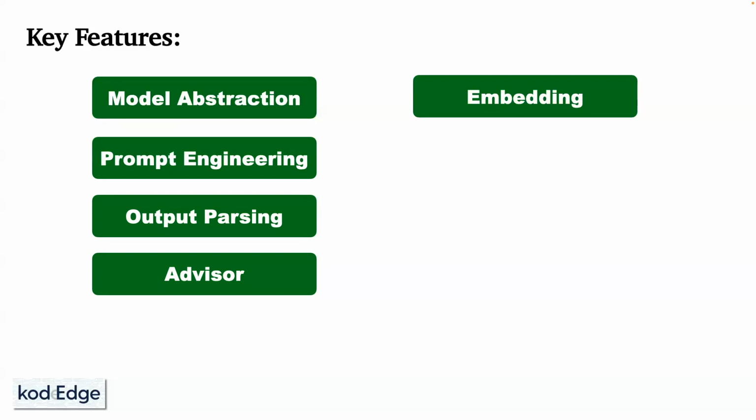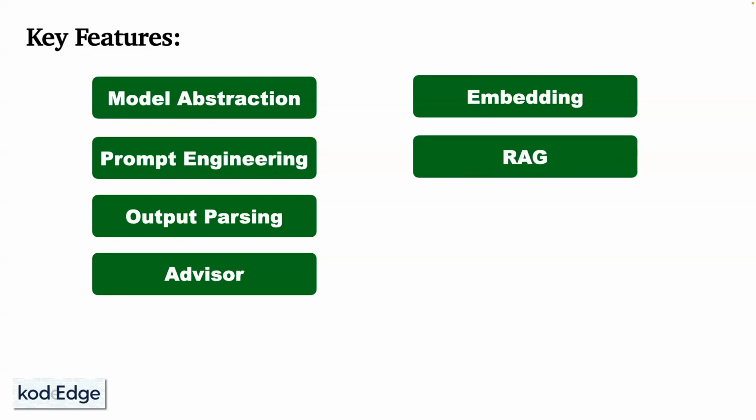Next is embedding. Embeddings are numerical vector representations of text, images, or videos that capture the relationship between the inputs. It is used for semantic search, clustering, and retrieval augmented generation, which is also called RAG. So don't worry if you don't understand. I will be creating a separate video on this topic soon.